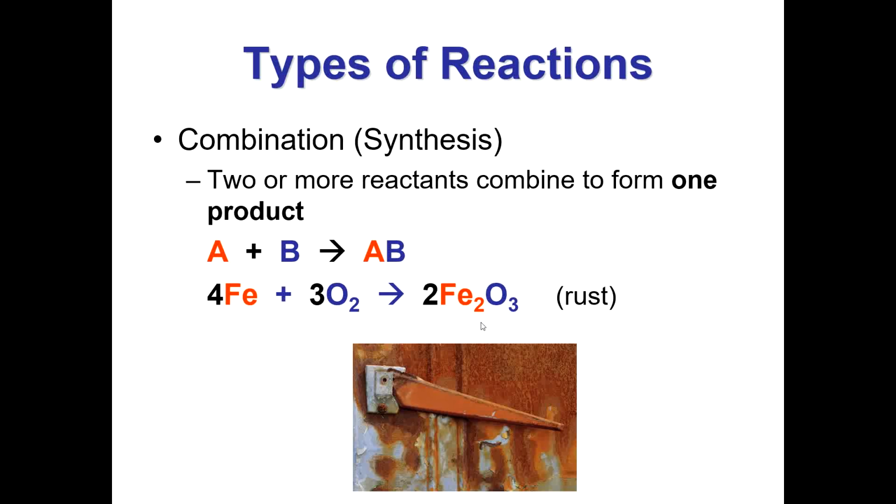So an example of that would be when iron rusts. When it's left outside for a while, it turns into iron oxide. The iron and the oxygen synthesize, or they come together to make iron oxide. But you'll notice that the subscripts changed based on those charges, crossing the +3 charge from the iron, the -2 charge from the oxygen, and then we have to add coefficients to balance that equation.